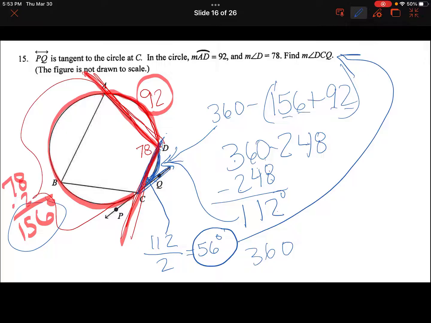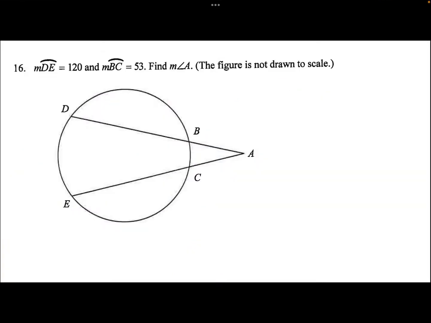It's a little bit all over the place. If you got lost or confused at any point during that, please pause it, rewind it, watch it again. Make sure you understand how we got that. Okay? All right, look at 16 here.